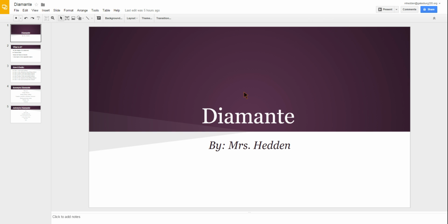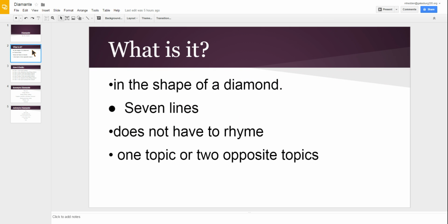Today we're going to talk about the Diamante poem. The Diamante poem gets its name from the word diamond because it is shaped just like a diamond. It's 7 lines. It does not have to rhyme, and it can have one topic or 2 opposite antonym topics.